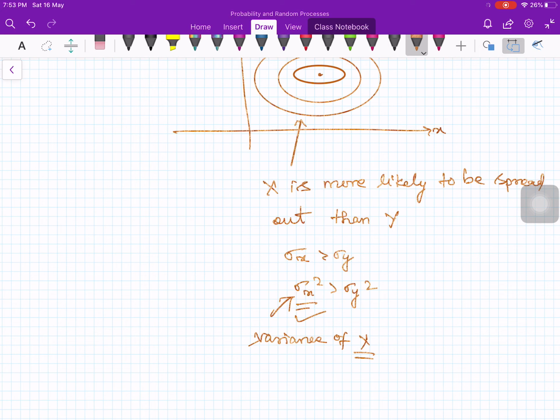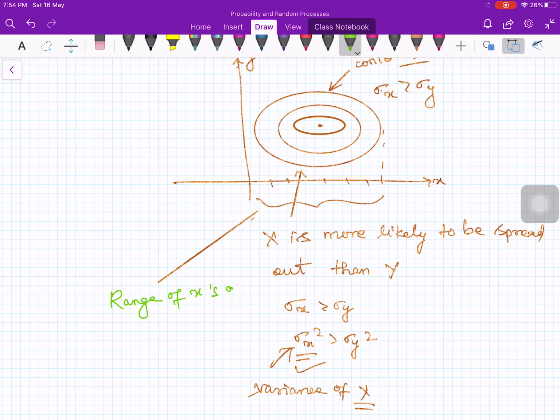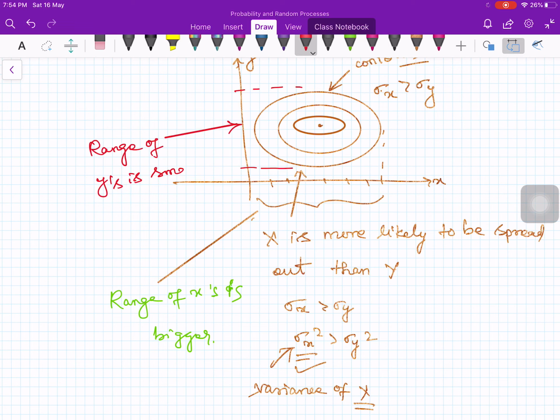So the range of possible x's is bigger. See, the range is bigger here. Look at here, this is 1, 2, 3, 4, like this. If you measure, the range is very large here. So the range of x's is bigger. But on the other hand, if you look at the y side, here the range of y is smaller. So big x's have roughly the same probability as certain smaller y's.